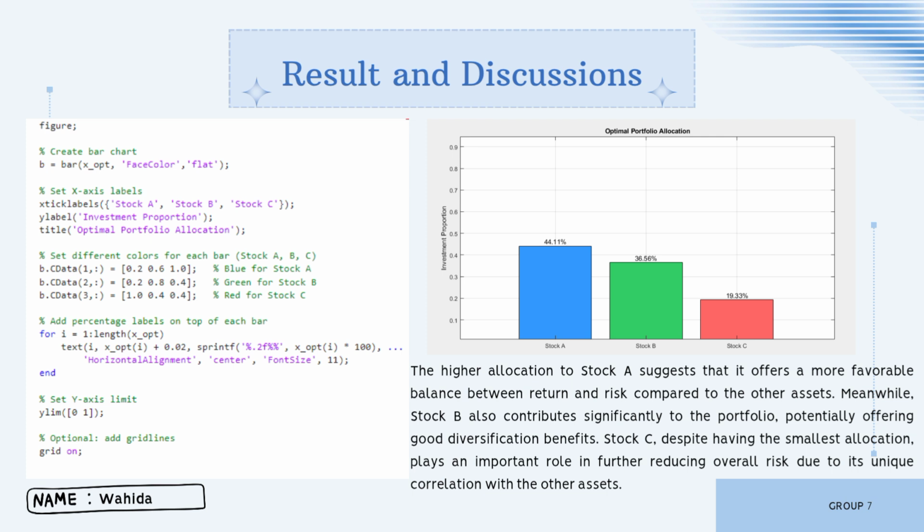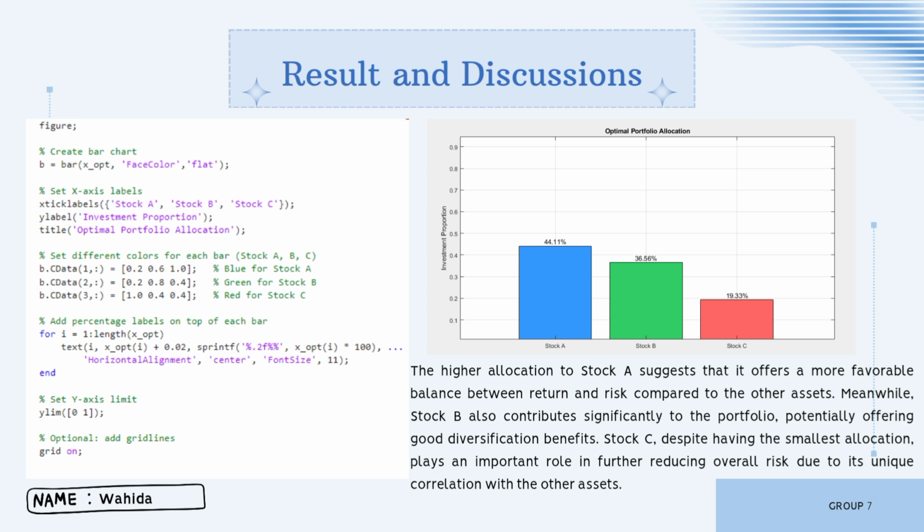The higher allocation to stock A suggests that it offers a more favorable balance between return and risk compared to the other assets. Meanwhile, stock B also contributes significantly to the portfolio, potentially offering good diversification benefits. Stock C, despite having the smallest allocation, plays an important role in further reducing overall risk due to its unique correlation with the other assets.